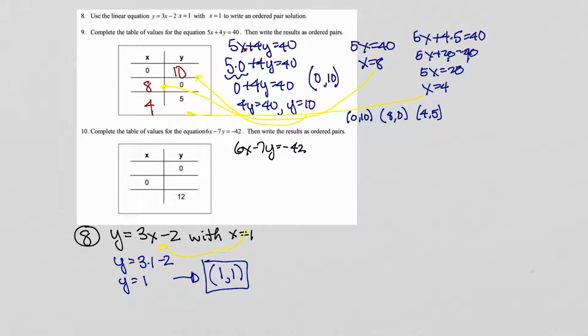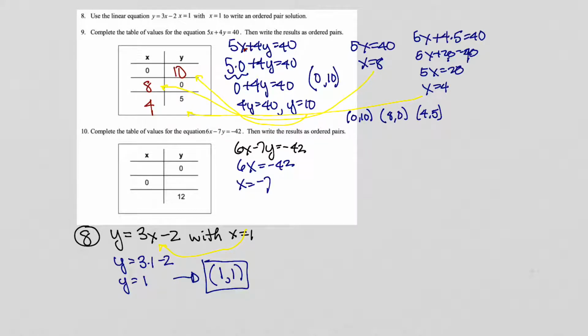Now we're going to do in number 10 just what we did in number 9. I'm going to put 0 in for y. Now when you put 0 in for y, that term is gone, right? Negative 7 times 0 is 0. 6 minus 0 is just 6x. So that term is gone. So now we're left with this. Just 6x is negative 42, and divide by 6, we'll get x is negative 7.